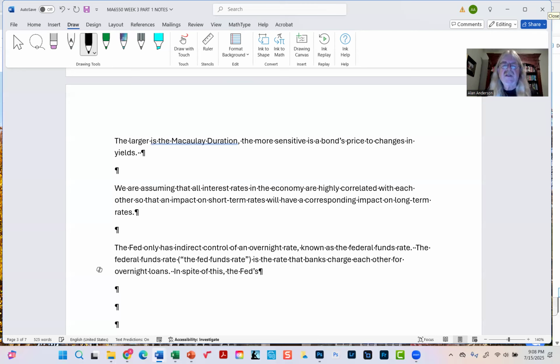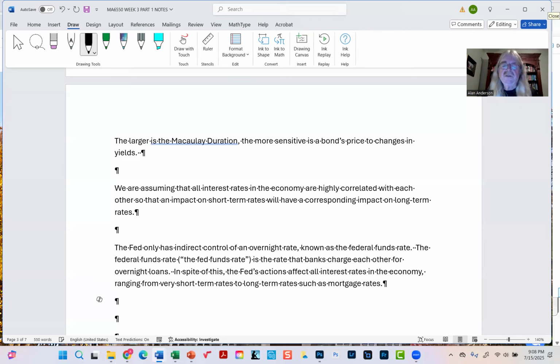the Fed's actions affect all interest rates in the economy, ranging from the very short-term rates to long-term rates, like mortgage rates. So it's kind of interesting how all they have to do is tinker with the Fed funds rate target, and the whole range of interest rates in the economy will react to it.